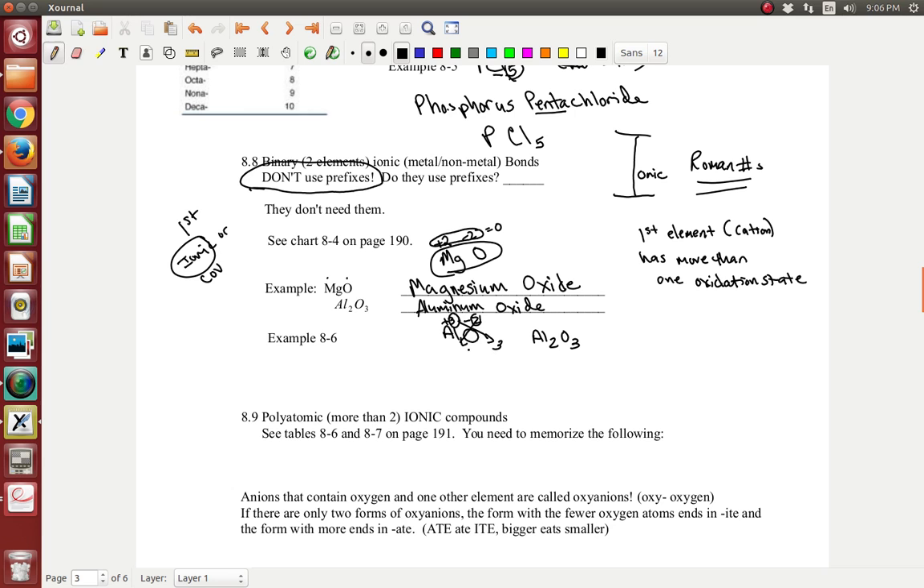All right, example 8-6. I have my textbook in front of me, and I didn't ask you to bring yours. This just says to name CaI2. Well, what's that? That's calcium. And what's that? Iodine. Remember, iodine turns into iodide. The ending turns into iodide. Calcium iodide. I don't have to say diiodide because calcium, we'll go back and look at that chart again.